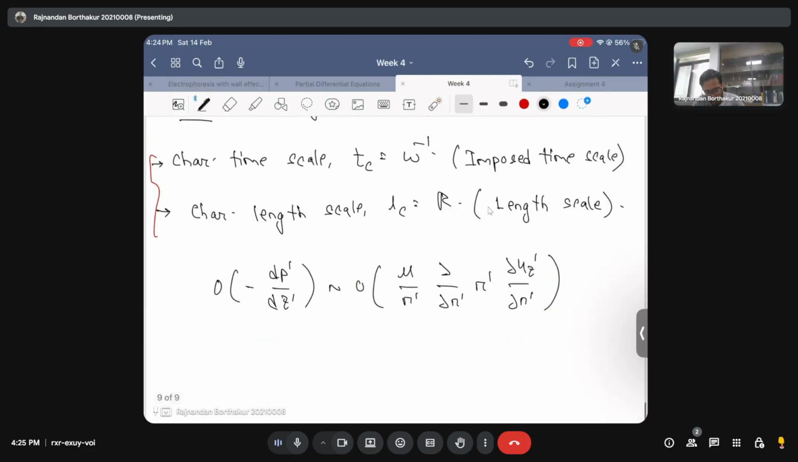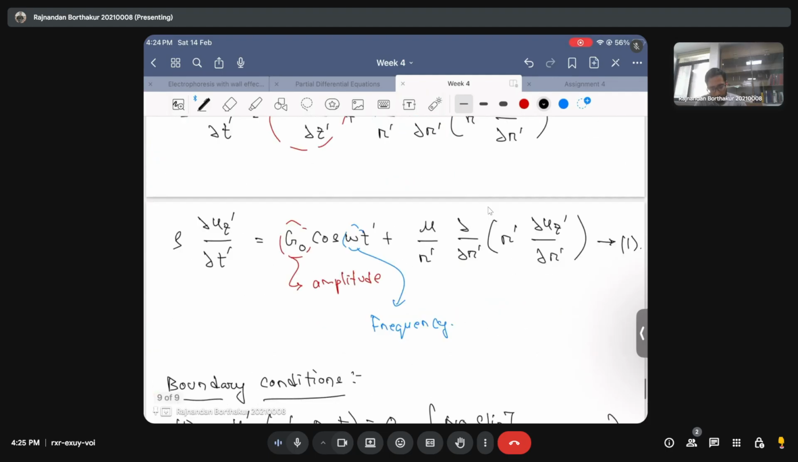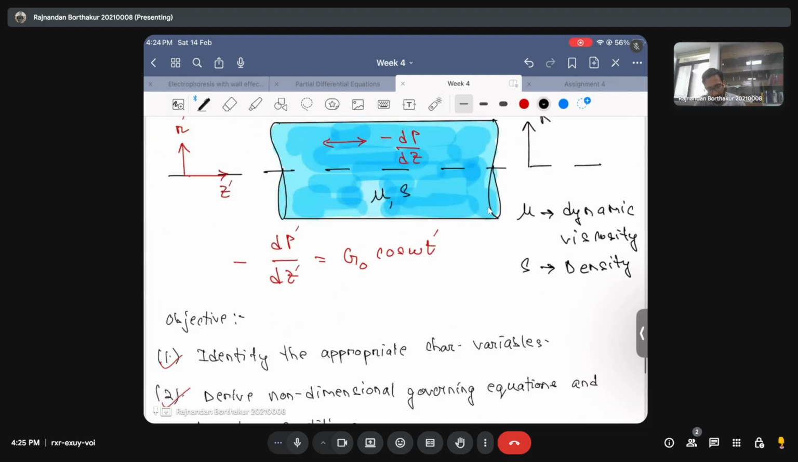Now I know that the order of magnitude of dp/dz is going to be g naught. Why? Because dp/dz has a value of g naught times cos omega t, and cos omega t is just going to give me values between -1 and 1, which means the ballpark figure of dp prime by dz prime is just g naught, the amplitude of oscillations. Okay, and this g naught is known to us. Remember, this g naught, which is the amplitude of oscillations, is a known quantity.